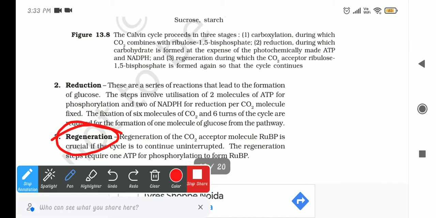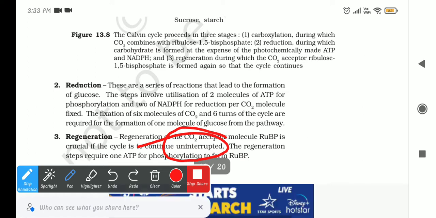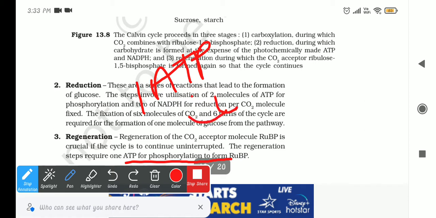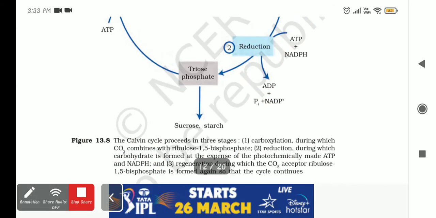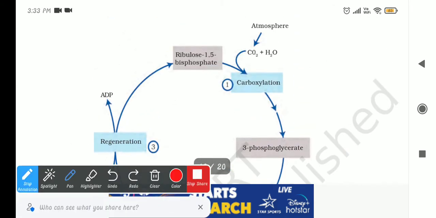The third step we have is regeneration. Regeneration of the CO2 acceptor molecule RuBP is crucial so that the cycle will not be interrupted. The regeneration step requires 1 ATP for the phosphorylation to make RuBP. Let's discuss the diagram. What is happening in this diagram?